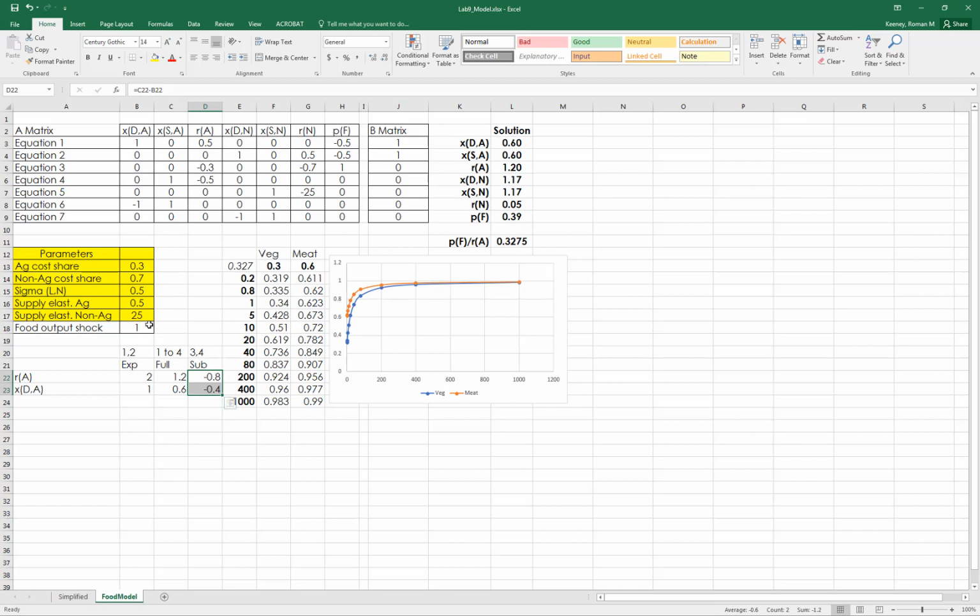The only thing I'll ask you to do is, in the quiz, you're going to be changing this ag cost share to 0.6. If 0.3 is sort of the vegetable case and 0.6 is sort of the meat case, then in your quiz I'm going to ask you to do these calculations, the exact same ones I did here.